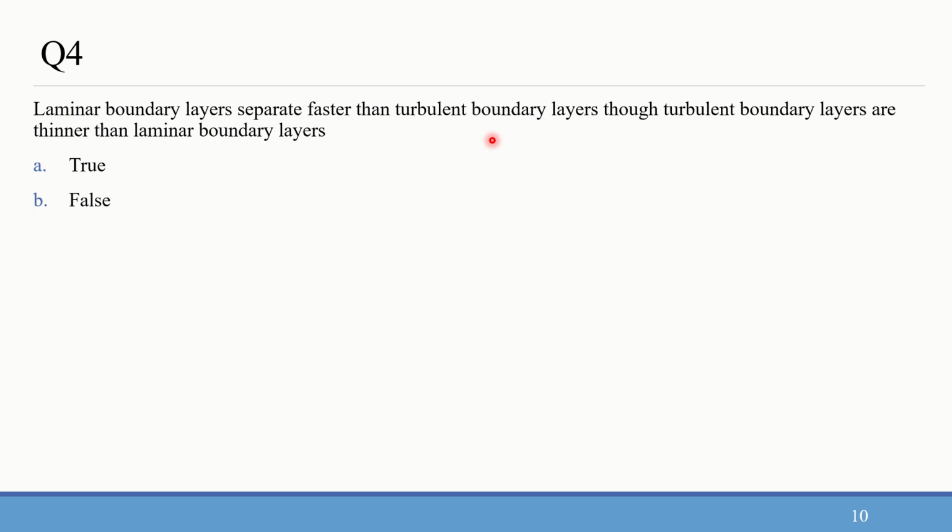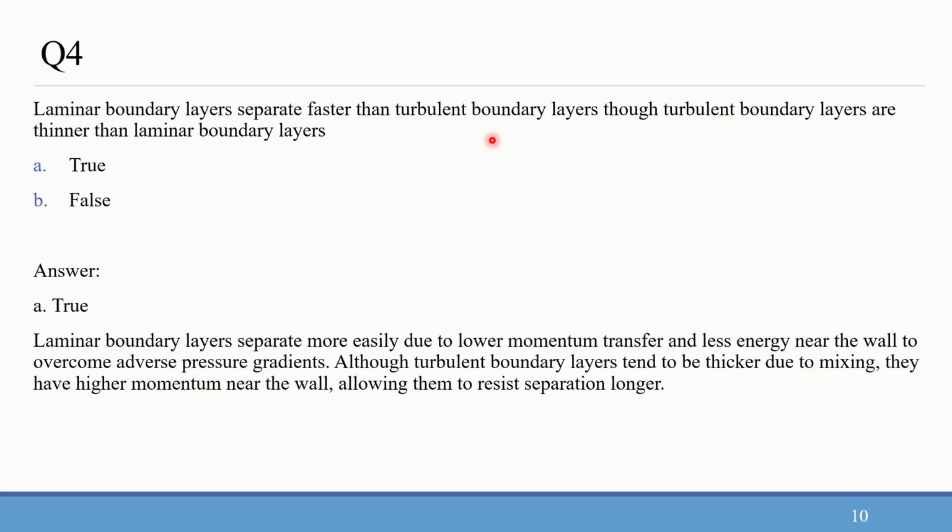We'll check first. Yes, the answer is true, because laminar boundary layers separate more easily due to the lower momentum transfer and less energy near the wall to overcome adverse pressure gradients. Turbulent boundary layers, due to mixing, have higher momentum near the wall, allowing them to resist separation longer.